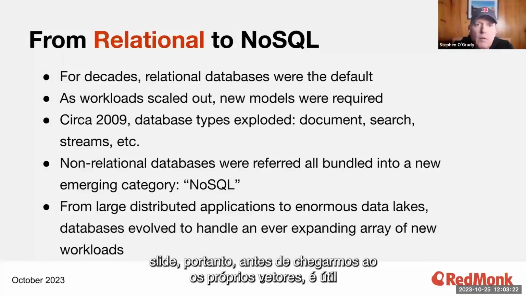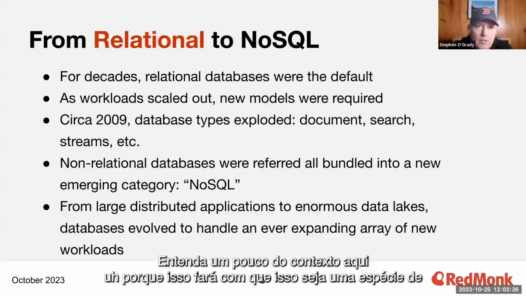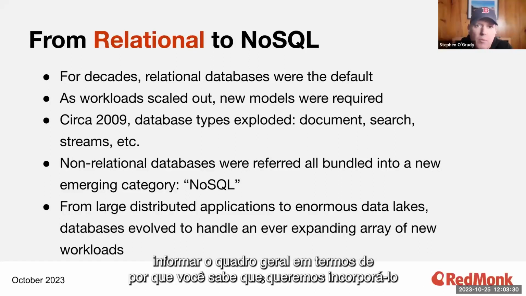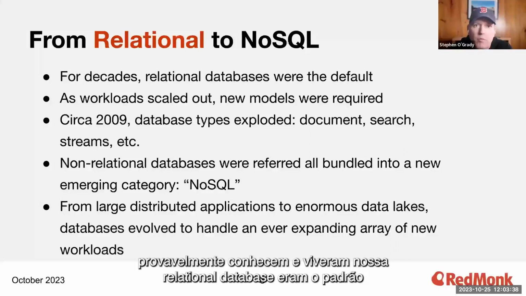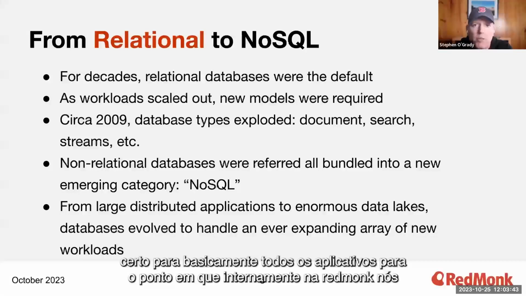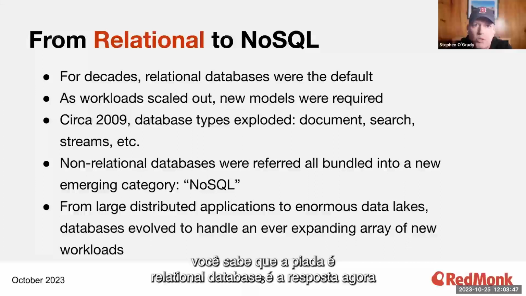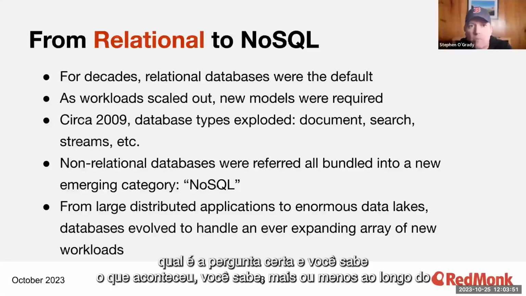So before we get to the vectors themselves, it's useful to understand a little bit of context here, because that will sort of inform the bigger picture in terms of why we want to incorporate it into existing databases. So for many decades, as many of you probably know and have lived, relational databases were the default, right, for basically every application, to the point where internally at RedMonk the joke is, relational database is the answer. Now, what's the question, right?